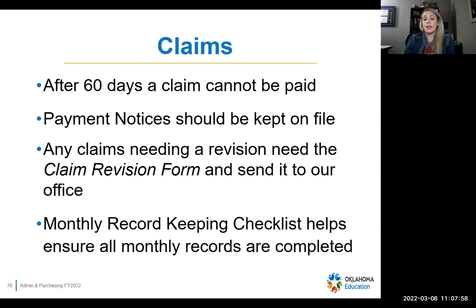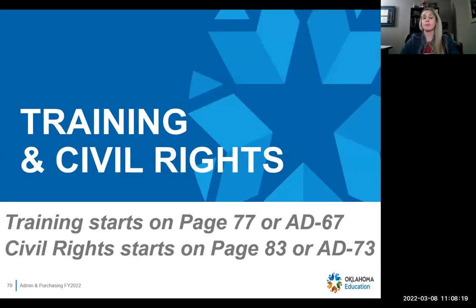Any claim that needs a revision, you need to send us that claim revision form. And then we also have a monthly record keeping checklist in the manual. And again, I did update it to be specific to each program. So if you're not sure what you need to have on file every month, then we have the monthly record keeping checklist. Okay, training and civil rights.